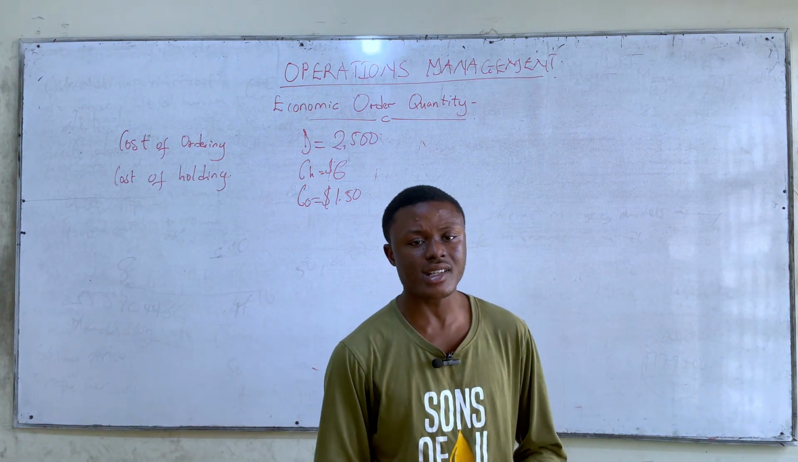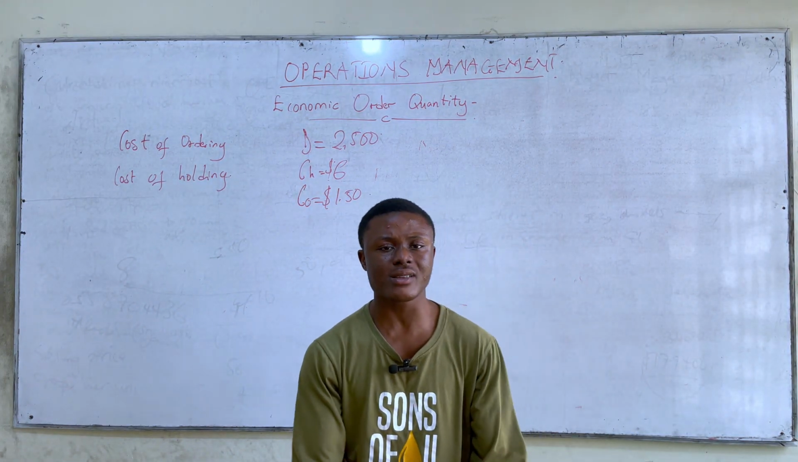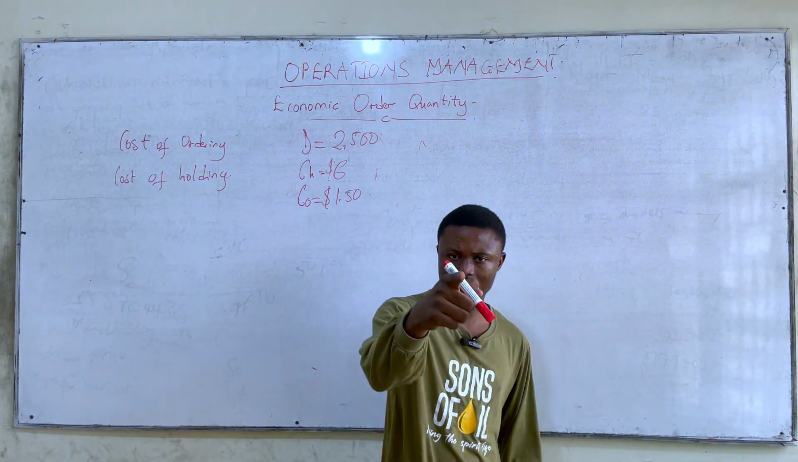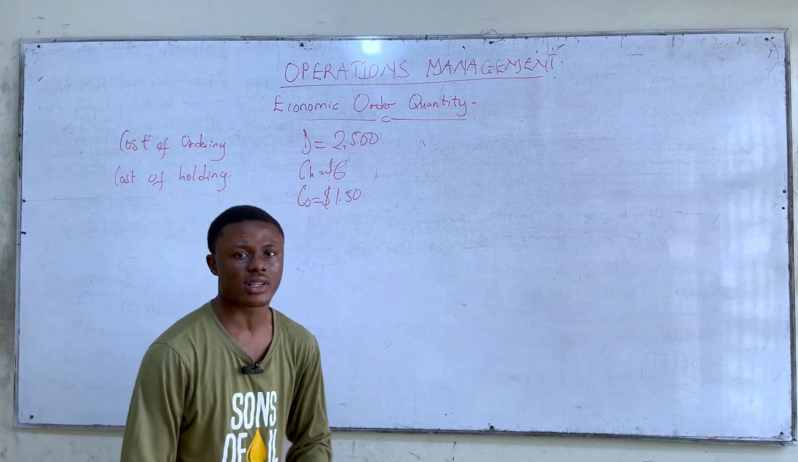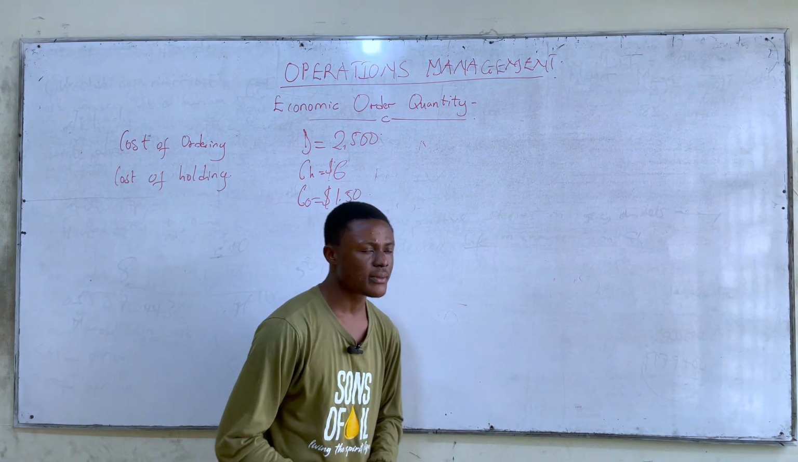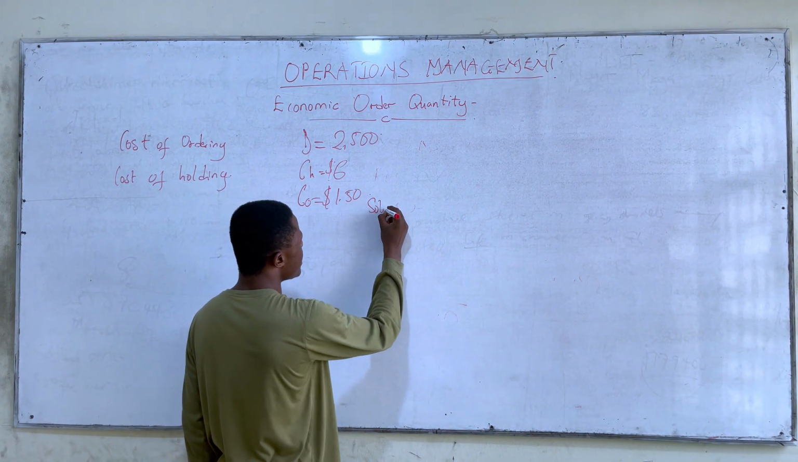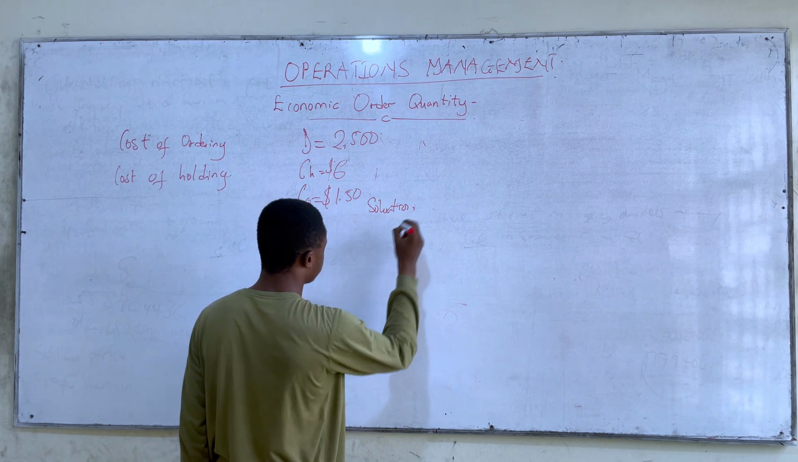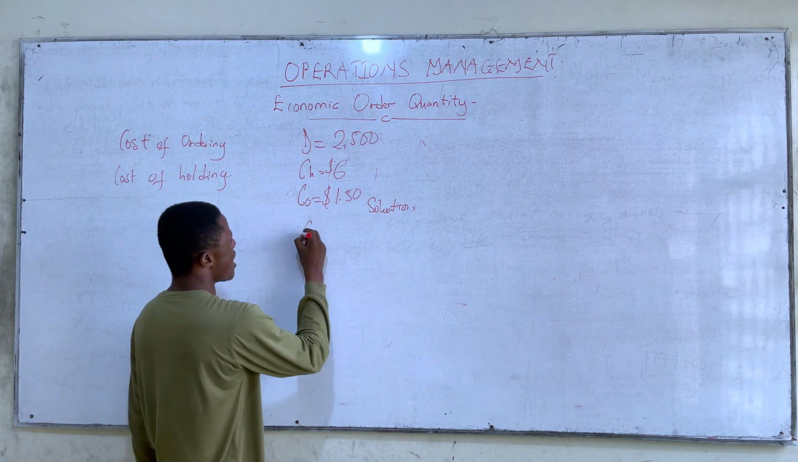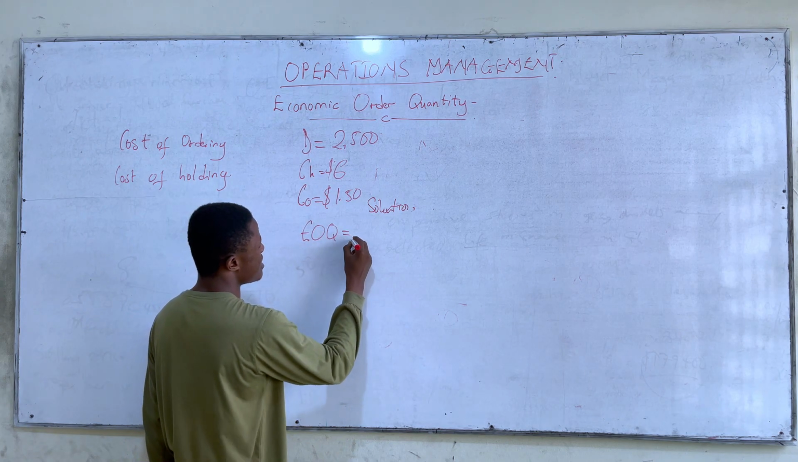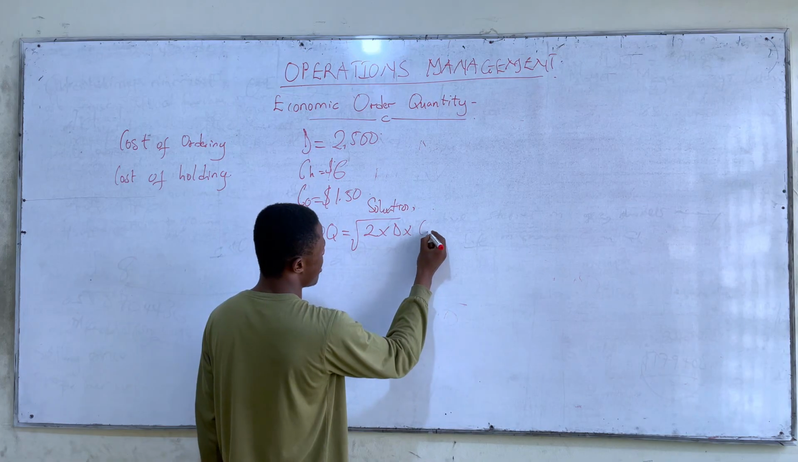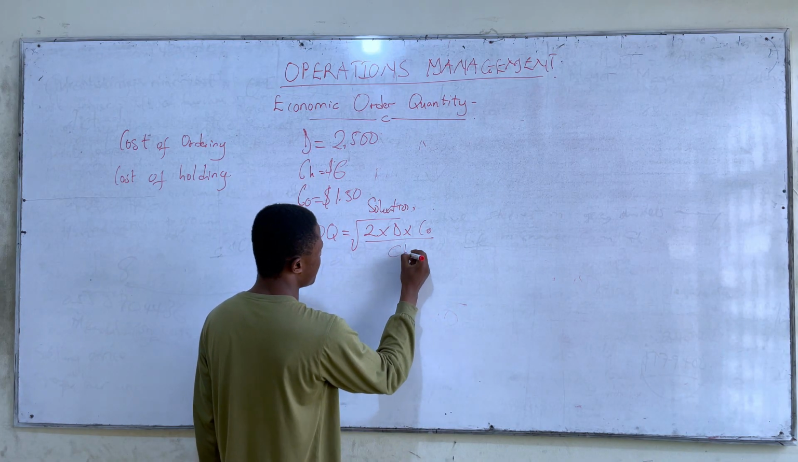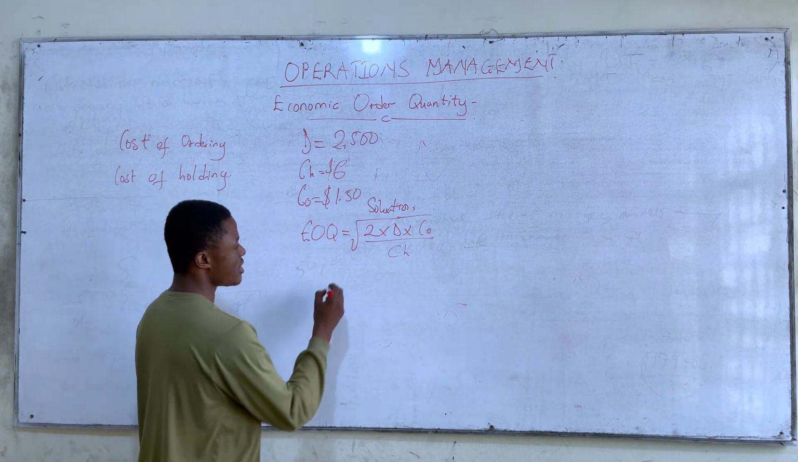Great. So here the question says to find the optimum quantity to order. What are we looking for? We are looking for our economic order quantity. Are we good? Great. So here, looking at the solution given to us, we know that our economic order quantity is equal to the square root of 2 times demand times our cost of ordering over cost of holding. Are we good? Great.